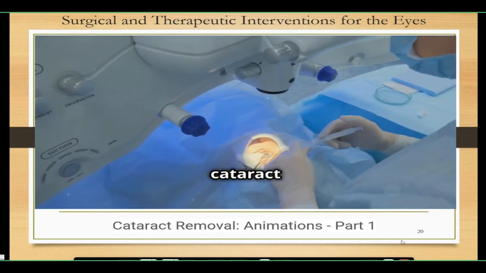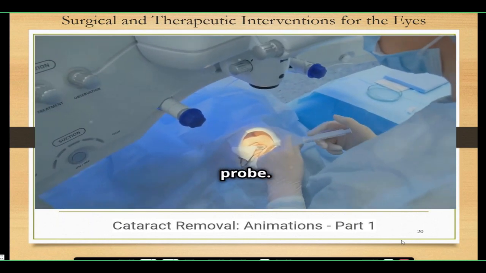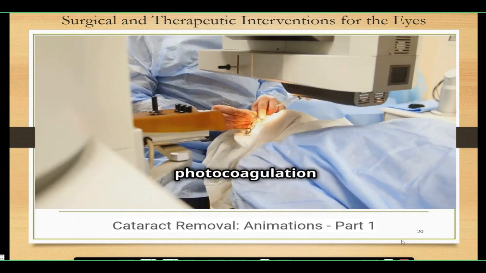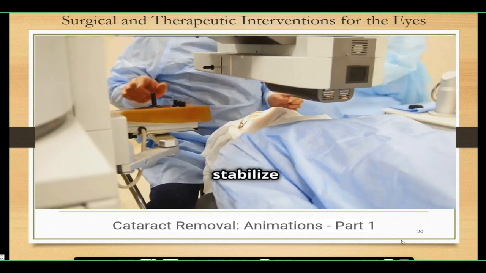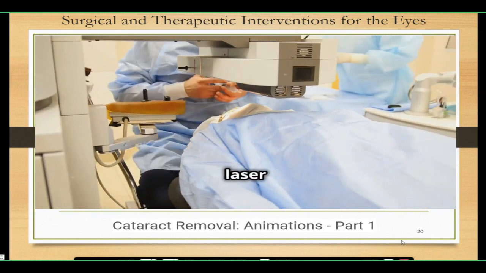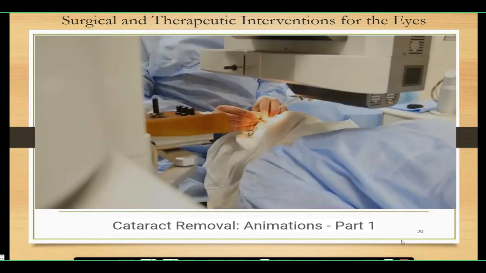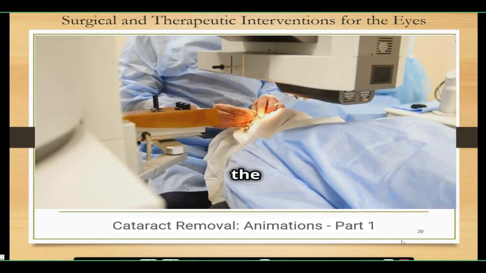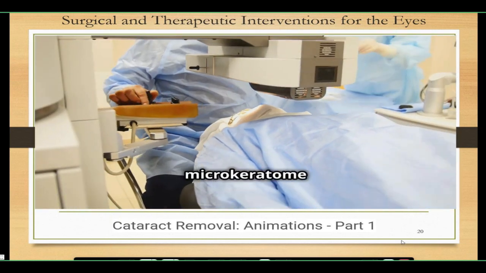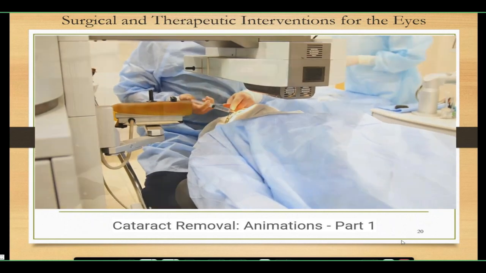Cryoextraction is removal of a cataract with an extremely cold probe. Laser retinal photocoagulation is used to stabilize a detached retina, using laser to make pinpoint scars. LASIK is corneal surgery in which the excimer laser and a microkeratome are combined to correct myopia.